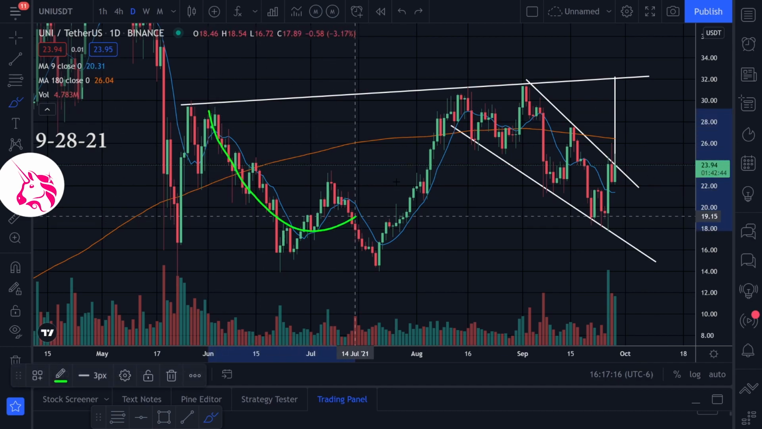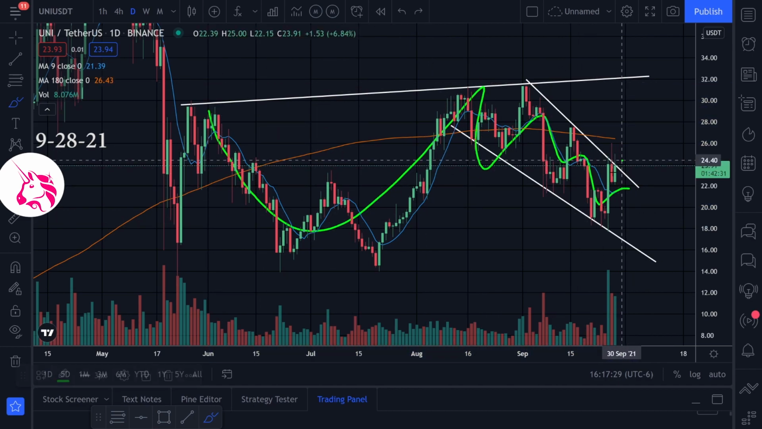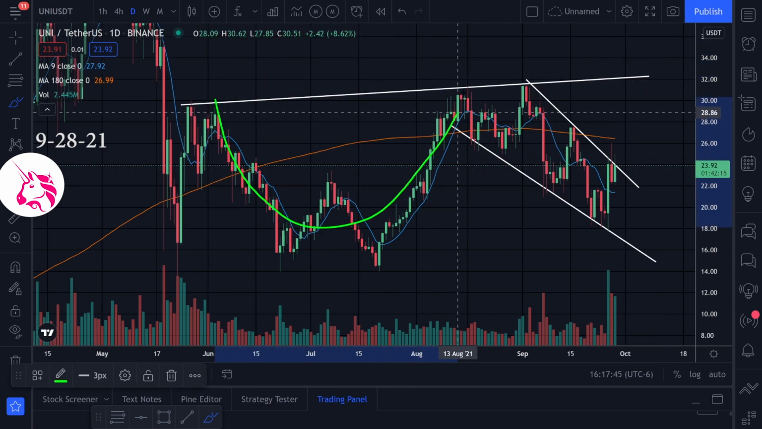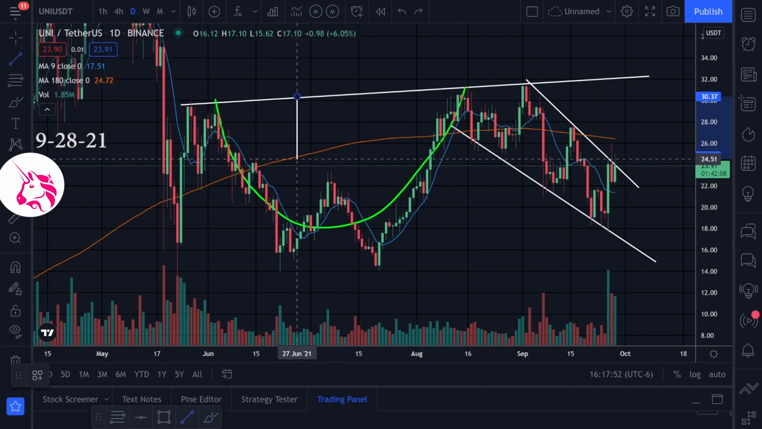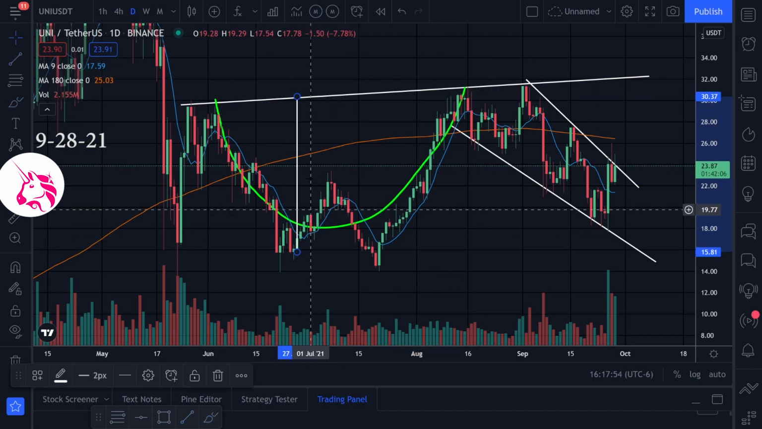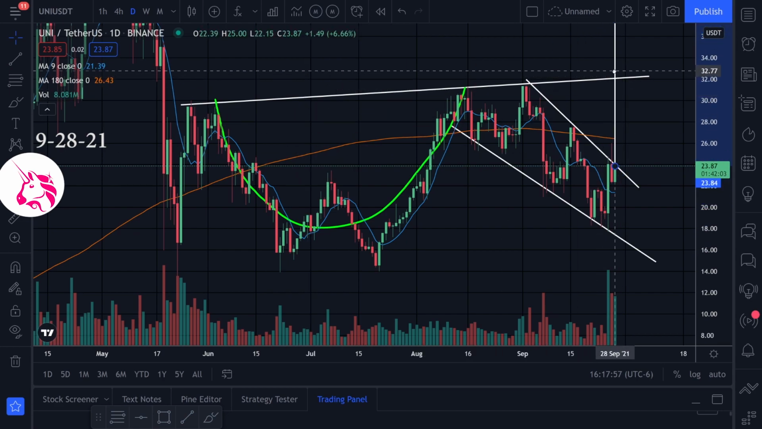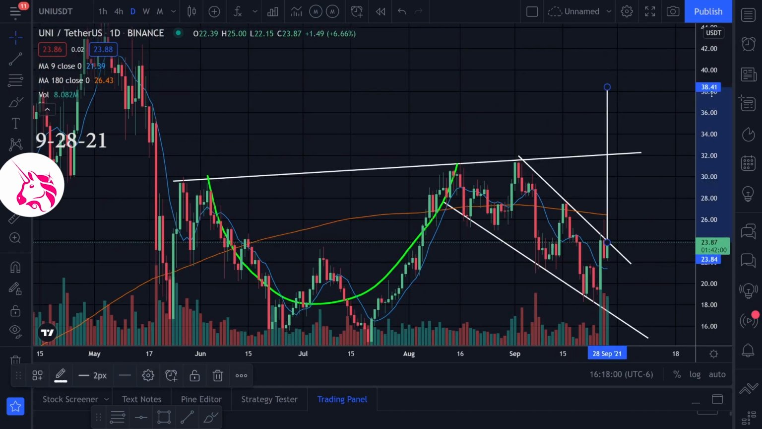Like I was saying, this kind of looks like a cup and handle pattern. If we break this trend line right here going to the upside, and then we could break this trend line going to the upside as well, we could target from the top to the bottom of this cup, which would be something like this. Try to be conservative about it. Drag that to the breakout, and I'm looking at a target of around 38.40.